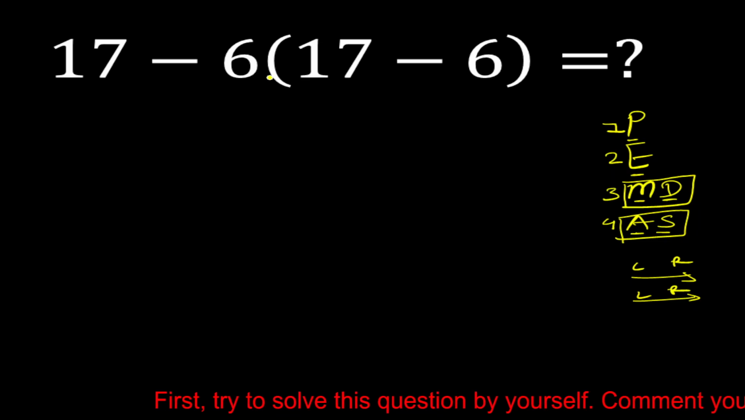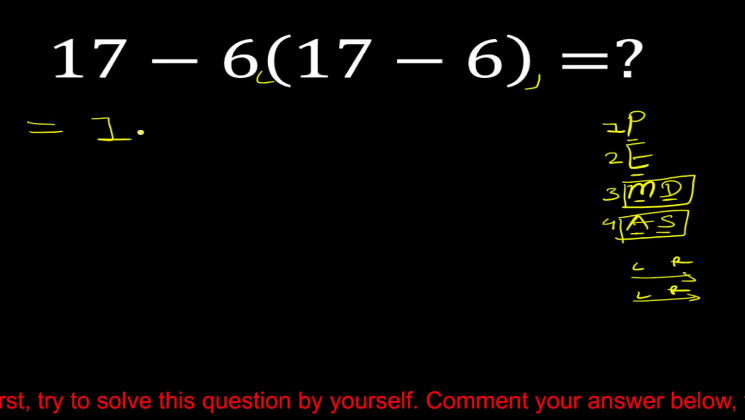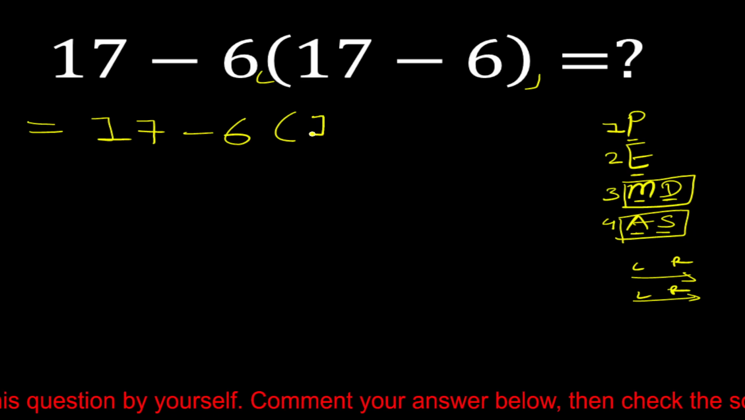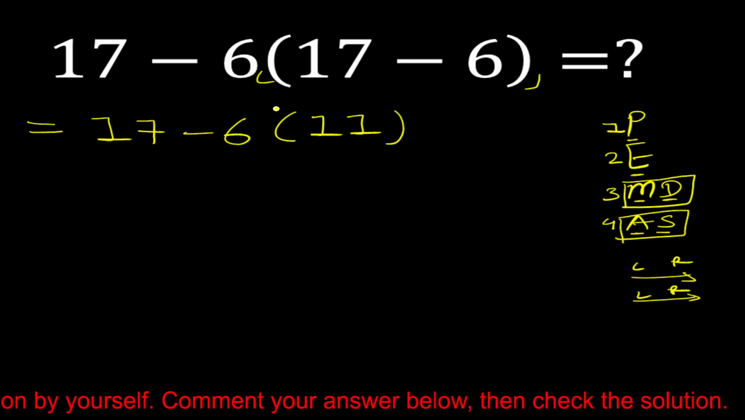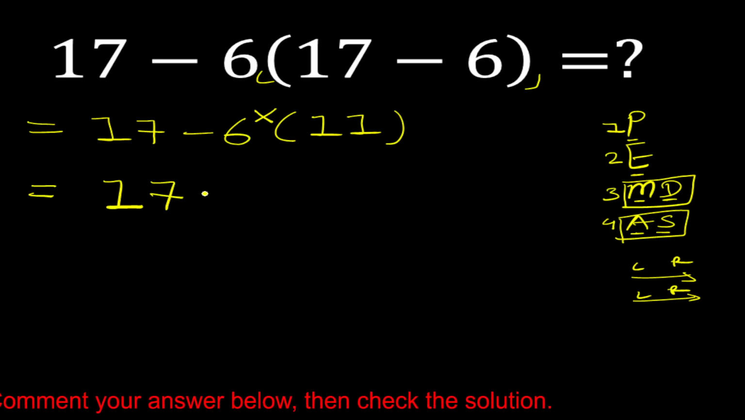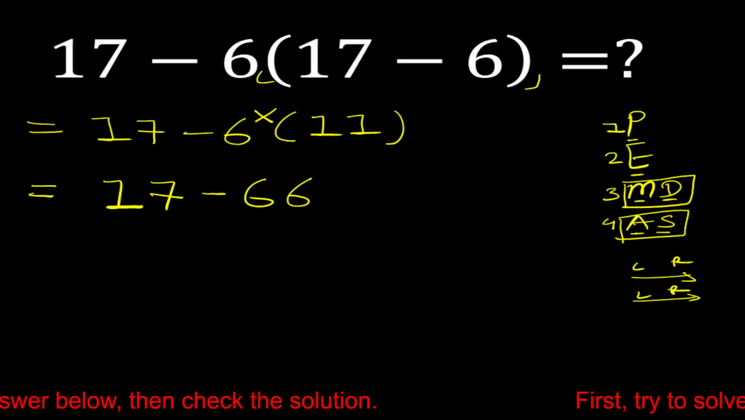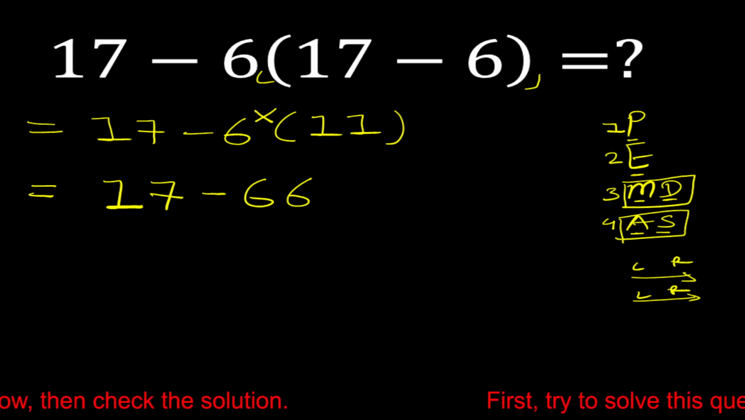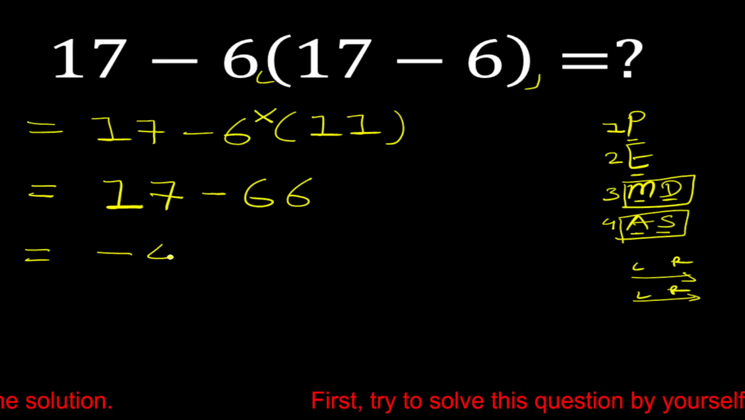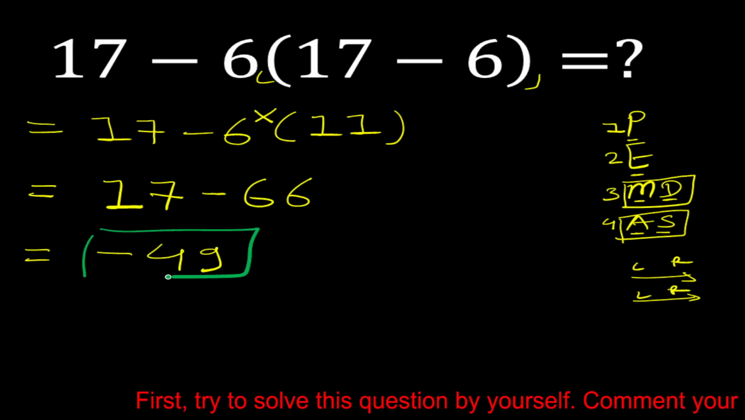So first we have to solve this parenthesis. So it is equal to 17 minus 6. Now solve this parenthesis: 17 minus 6 is equal to 11. Here is multiplication. Now 17 minus 6 multiply 11 is equal to 66. So now 66 minus 17 is equal to minus 49. So the correct answer is minus 49.